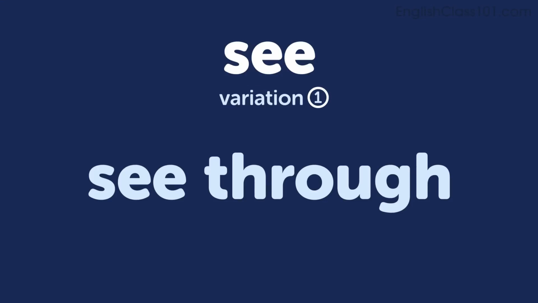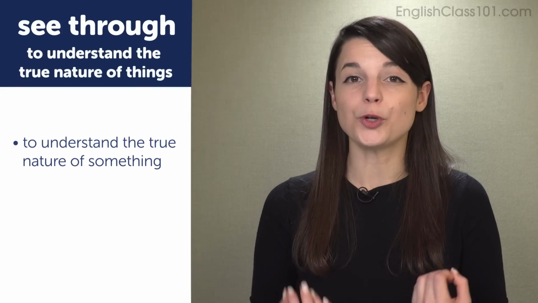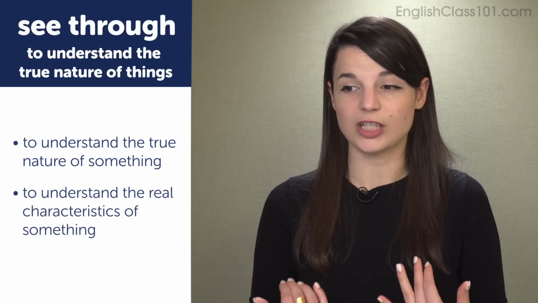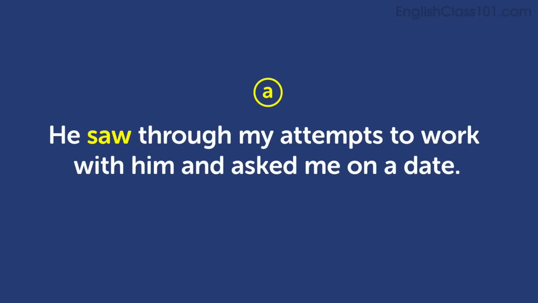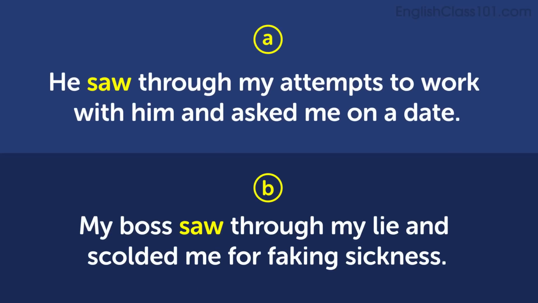Now let's talk about some variations, so some slight changes or some additions to the verb see that change the meaning. First is see through. See through means to understand the true nature of something, to understand the real characteristics of something. He saw through my attempts to work with him and asked me on a date. My boss saw through my lie and scolded me for faking sickness.